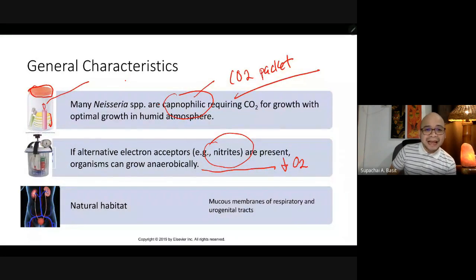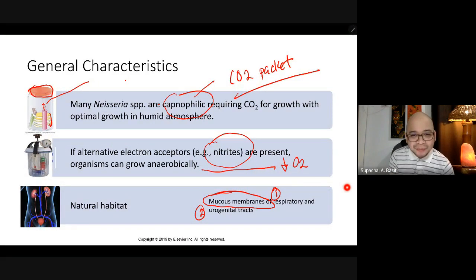The natural habitat of Neisseria species, whether meningitidis or gonorrhoeae, are the respiratory tract and the urogenital tract. So take note, mucous membranes. Okay, so the mucous membranes of the respiratory tract and the urogenital tract. These are the general characteristics of Neisseria.